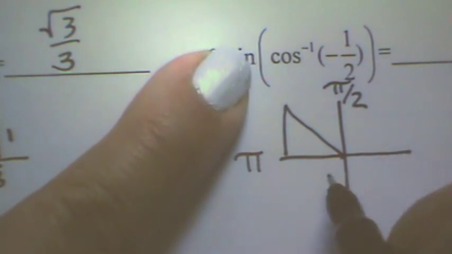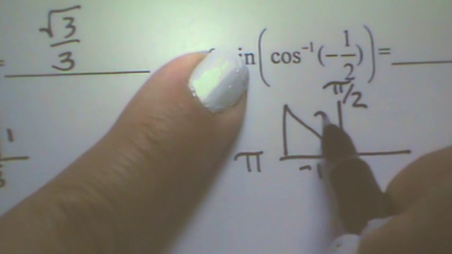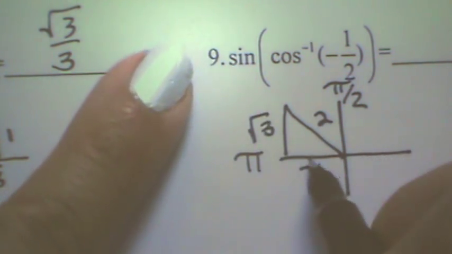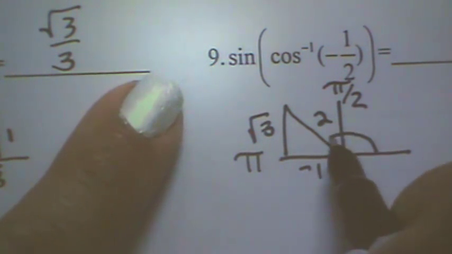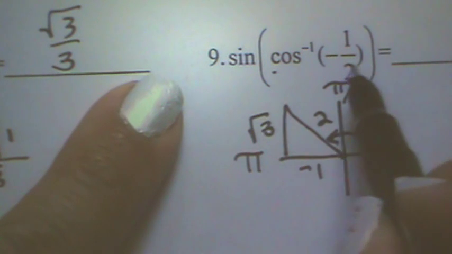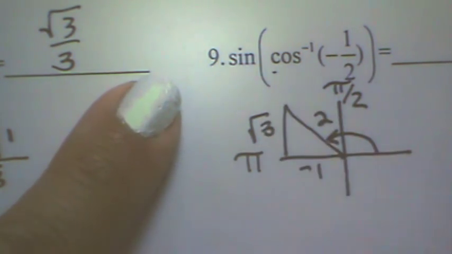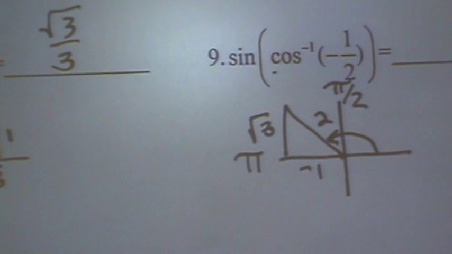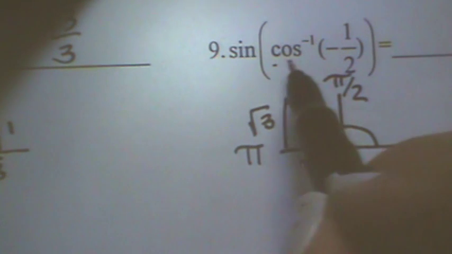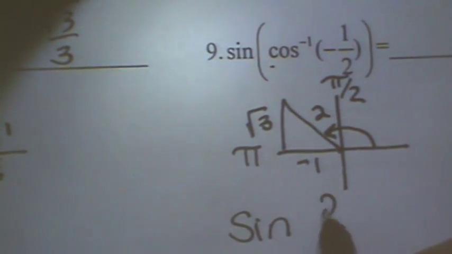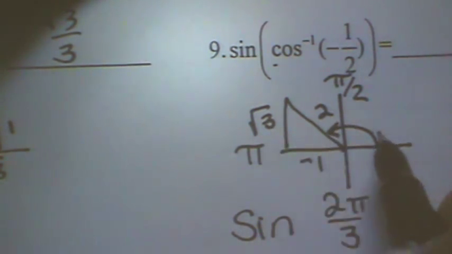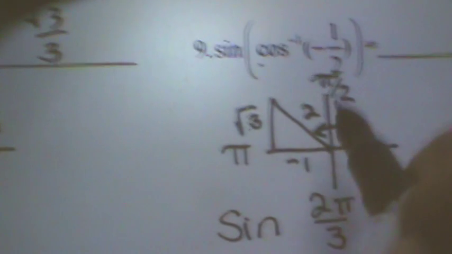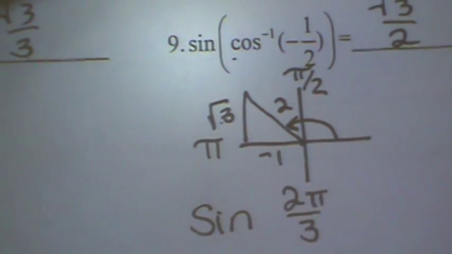So I need to know, if we label this side -1, this side 2, and this root 3, what angle is this? This is a 60, but what's this? This is 2 pi over 3. Do you get it? So now I need to know what's the sine of 2 pi over 3, which is the same angle, but I need the ratio. What's the sine ratio? Root 3 over 2.